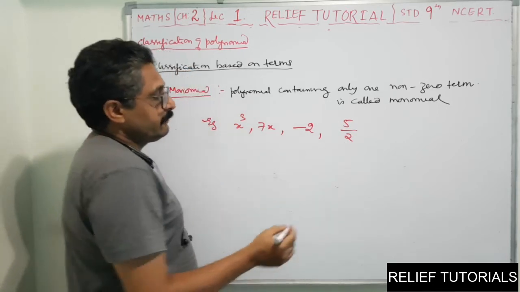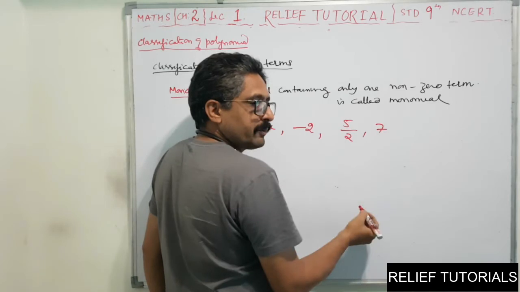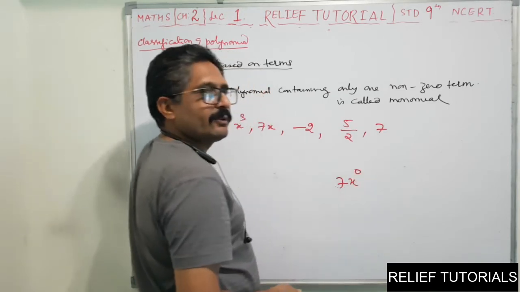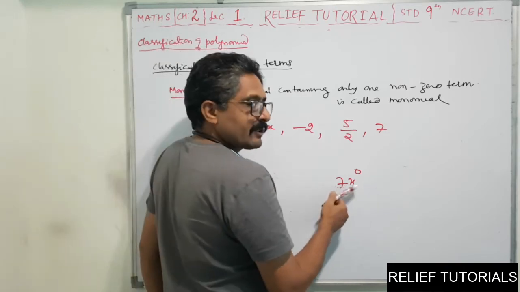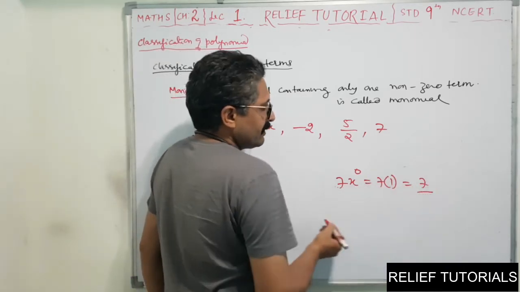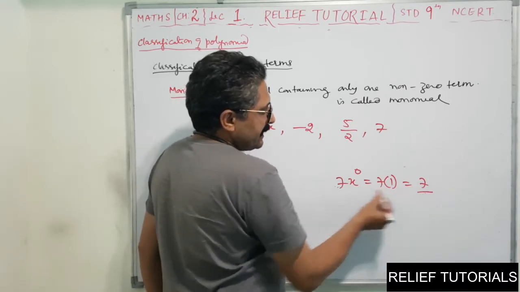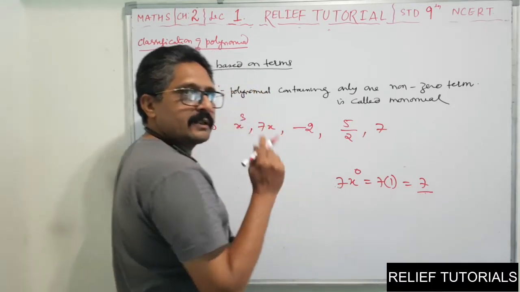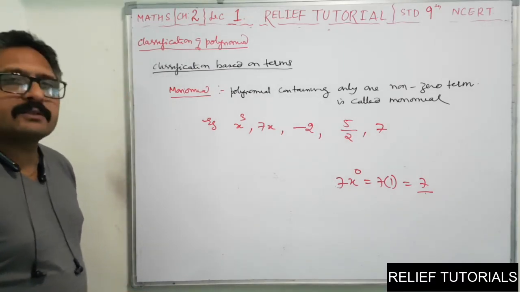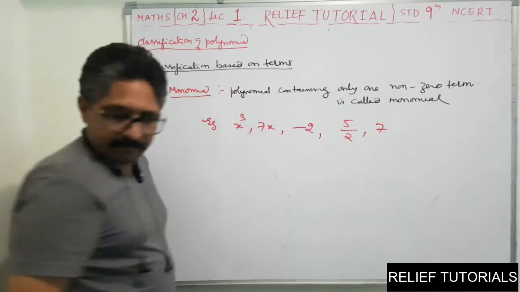See one thing. If I write 7 is a monomial, 7 has no variable. 7 means I can write 7x raised to 0. x raised to 0 is 1, so that is equal to 7 into 1, which is 7. So just 7 means it is 7x raised to 0, only one term. So a polynomial containing only one non-zero term is called monomial. Then comes binomial.